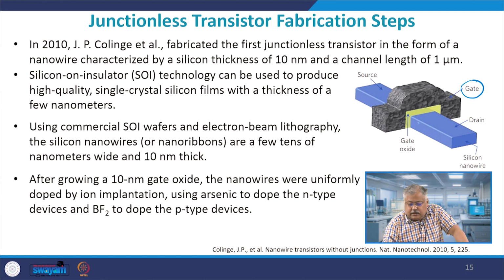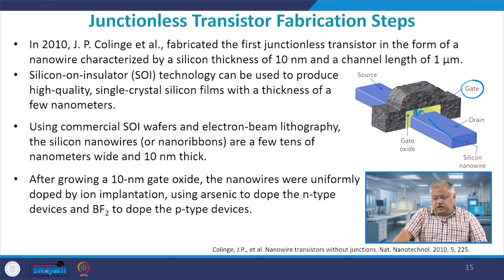On the right hand side, this is the oxide layer which you see, and this is the silicon nanowire. Silicon nanowire basically means a sheet of silicon being introduced. So, there is no source and drain, other regions are there, right. And SOI technology is used to produce this high quality single crystal silicon film with thickness of a few nanometers. Now, this is quite critical.